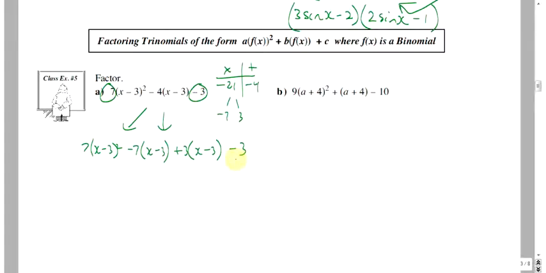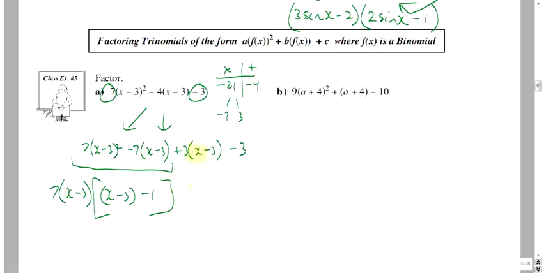Factor by grouping. What do I take out of the first two? I can take a 7 and an x minus 3. What do I have left? I have an x minus 3 and a minus 1. We getting lots of brackets here? You like this, Reese? Reese is like, oh, cool.